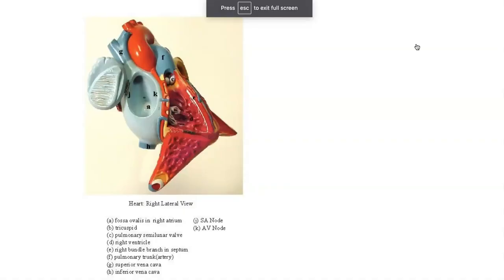Lab 2 and 3 are over the heart. I have a video that goes over the order of blood flow through the heart, so if you want to know things in order, that's where you'll need to look. This one is just to review all the parts of the heart. So I'm going to look at each of the images that you're provided and just go through them so you can hear them.